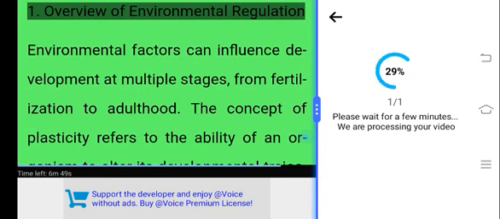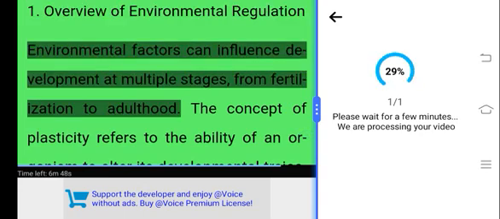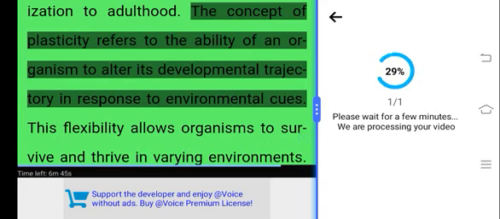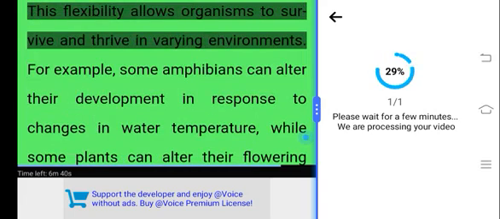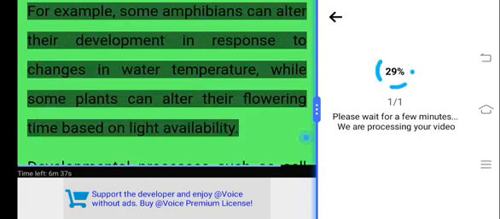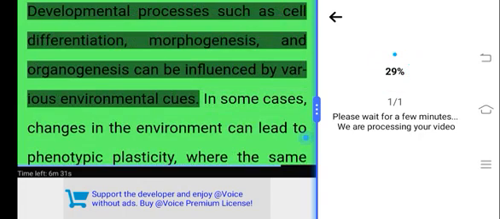1. Overview of environmental regulation. Environmental factors can influence development at multiple stages, from fertilization to adulthood. The concept of plasticity refers to the ability of an organism to alter its developmental trajectory in response to environmental cues. This flexibility allows organisms to survive and thrive in varying environments. For example, some amphibians can alter their development in response to changes in water temperature, while some plants can alter their flowering time based on light availability.